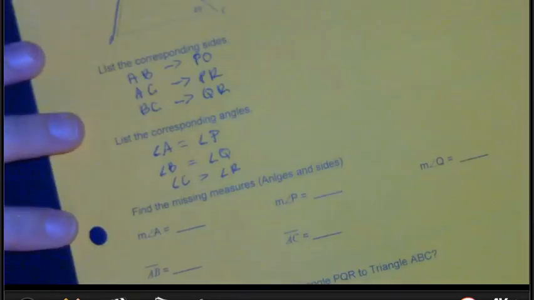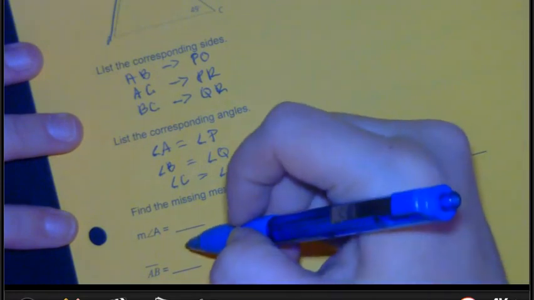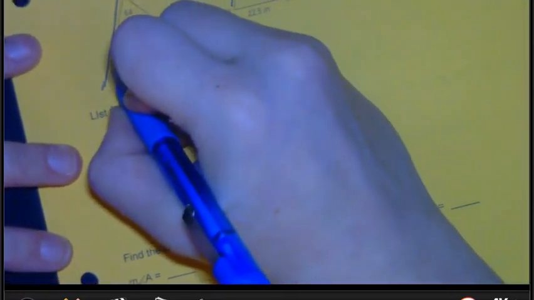All right, so it is asking me to find the missing measurements, so find the rest of the missing angles and find the missing sides. So let's go ahead and do the angles because the angles are super easy. I want to know what is the angle A. So angle A is here.